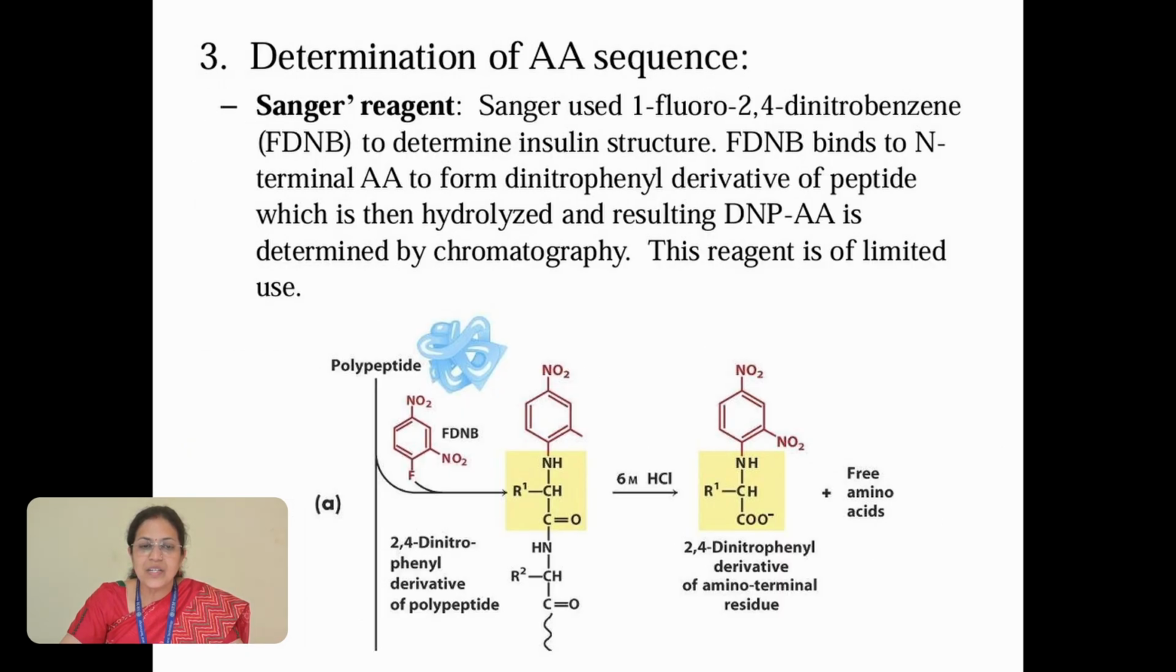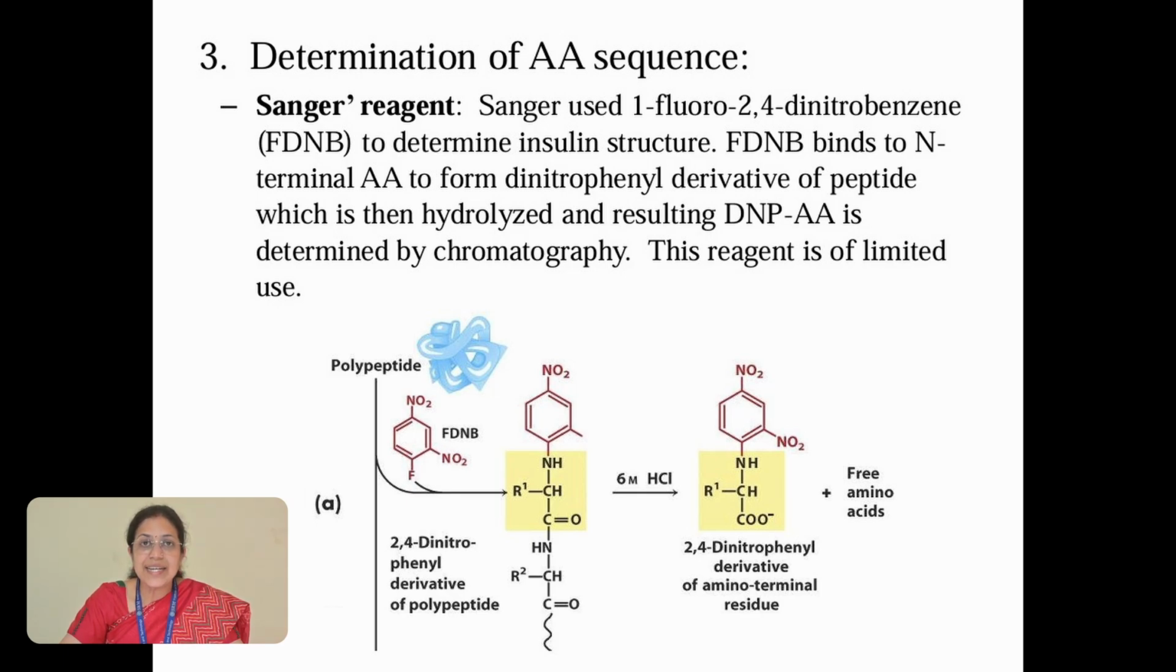Now coming to the next reaction, which you call Sanger's reaction. In Sanger's reaction, the Sanger reagent is used to identify the amino acids, especially the N-terminal amino acid, where it produces the DNP amino acids. Again, this reaction is identified by chromatography.